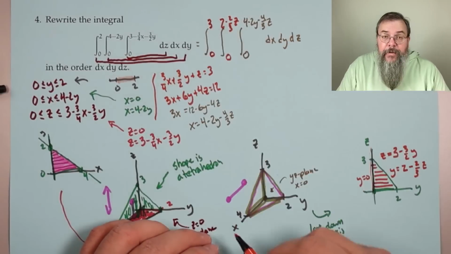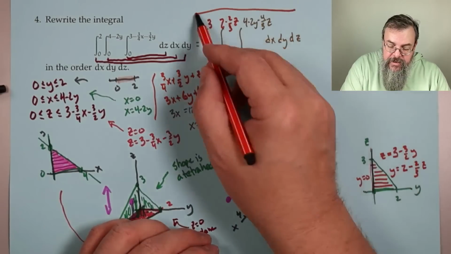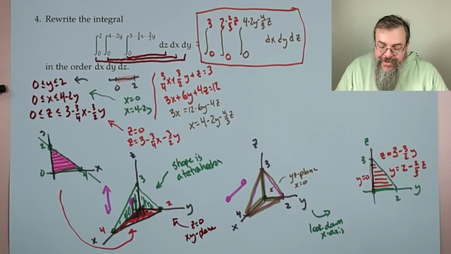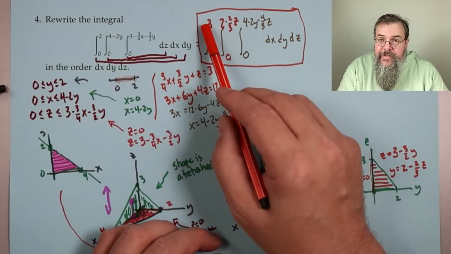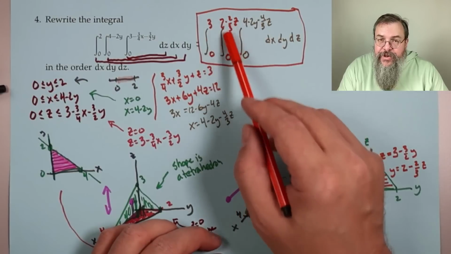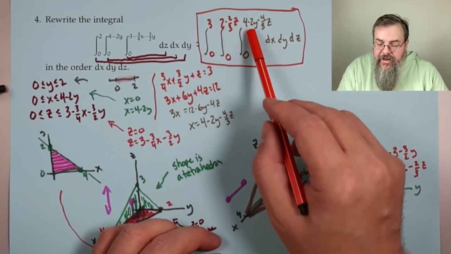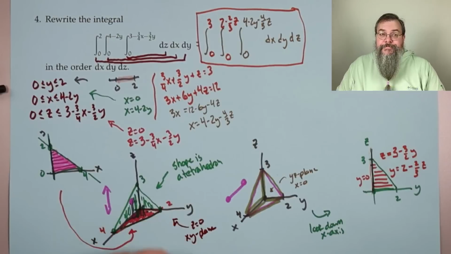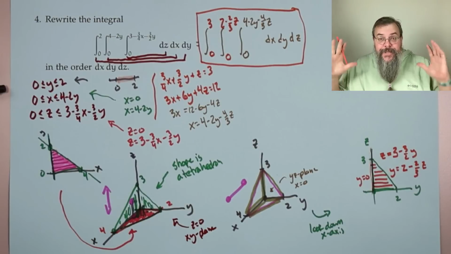And now what? We're done. That's it. That's our new bounds. So we go 0 to 3, 0 to 2 minus 2/3 z, 0 to 4 minus 2y minus 4/3 z, dx, dy, dz. All right.